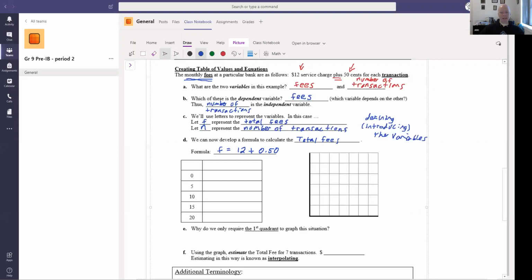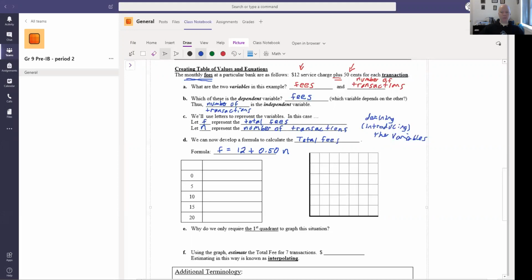So if there's one transaction, it would be 50 cents. If there's 2 transactions, it would be $1. 4 transactions would be $2. So we could continually add up 50 cents each time, but it's quicker if we were just to multiply the 50 cents by the number of transactions, so then we can get a total fee at the end here. So here is the formula. F, being the total fees, equals 12 plus 0.50n.